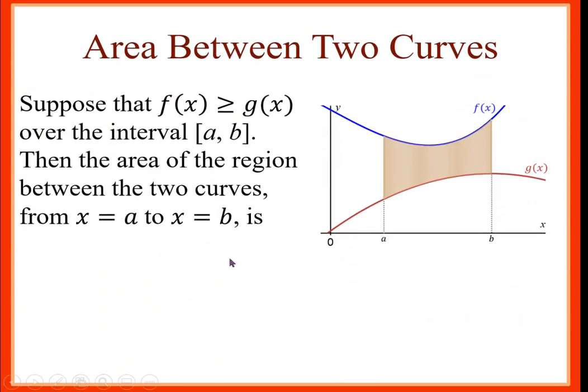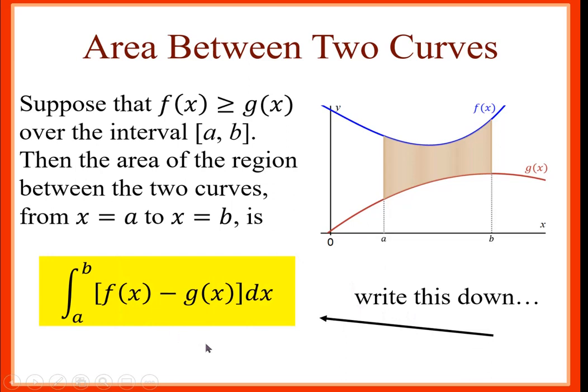So here on this slide, this is the formal definition for finding the area between two curves. If f is greater than g, now that's important, f would be on top of g, or the upper function we call it, and then the g function would be the lower function over the interval from a to b, then the area between the two curves in that interval is that. So you need to write that down.